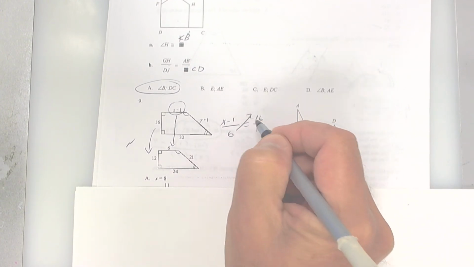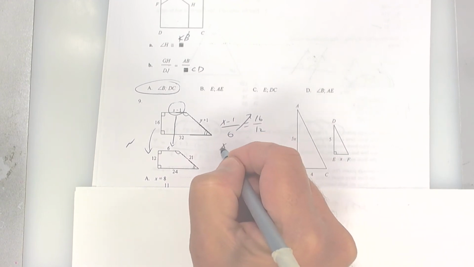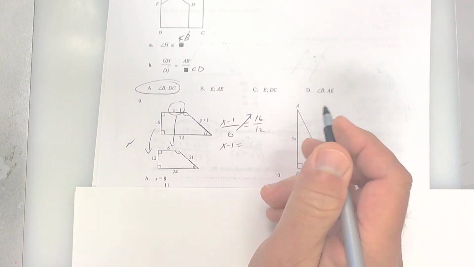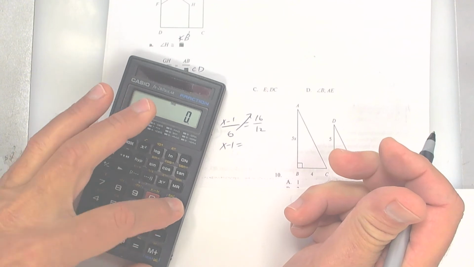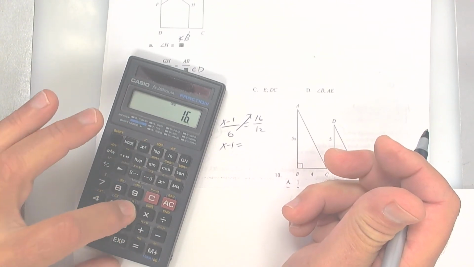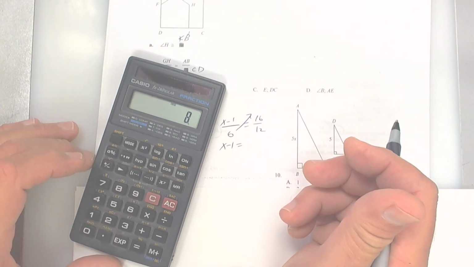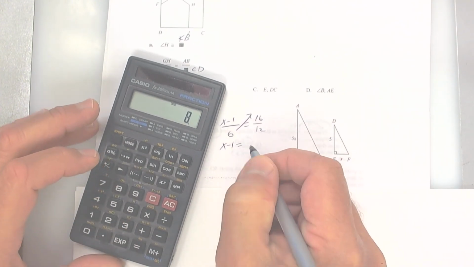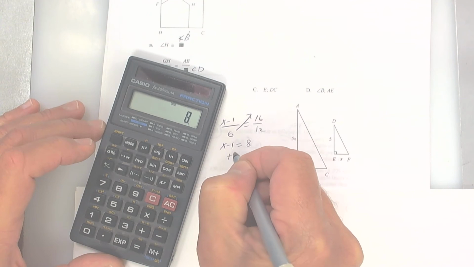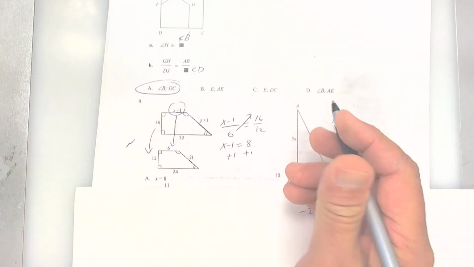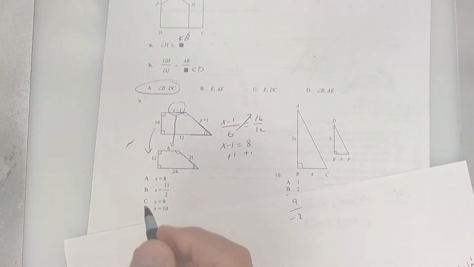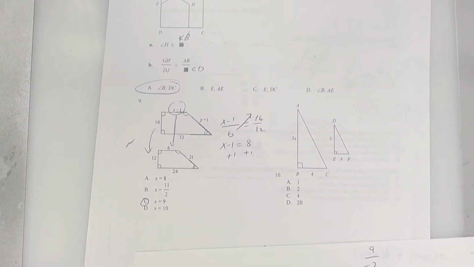Let's see what we get here. So I'm going to multiply here, and then I'm going to add 1. So x minus 1 is equal to 6 times 16. Let's see what we get. So 6 times 16, press equals, divide by 12, press equals, and then add 1, because you want to get rid of that 1. So you get 8, you want to add 1, and you get 9. Let's see what we get for that. Okay, well here it is right here, and that's the one I would go with.